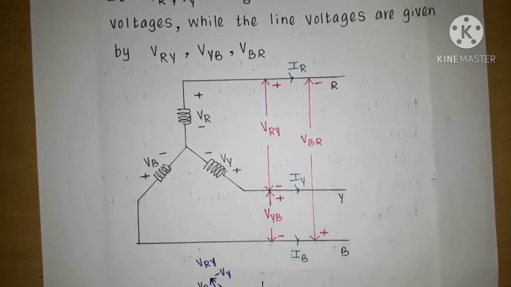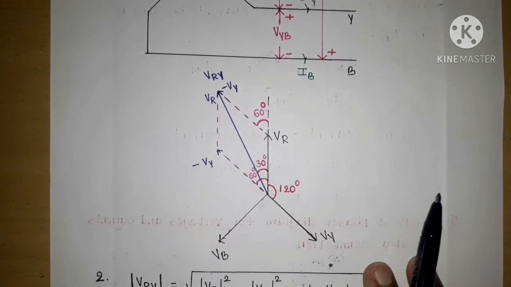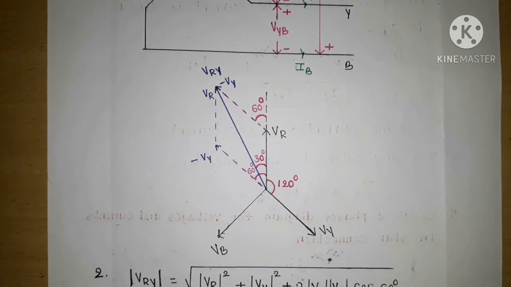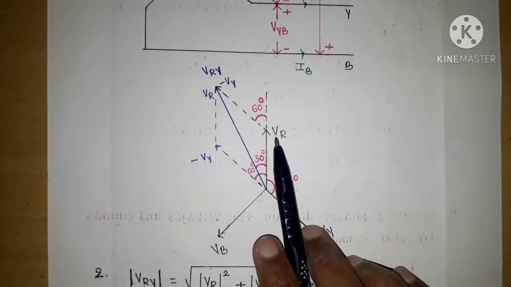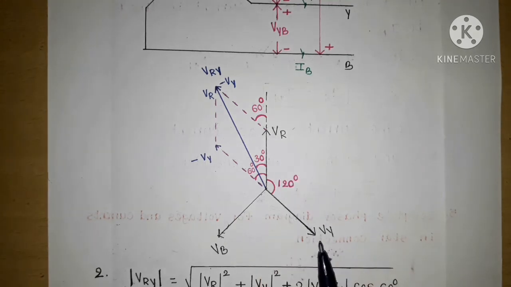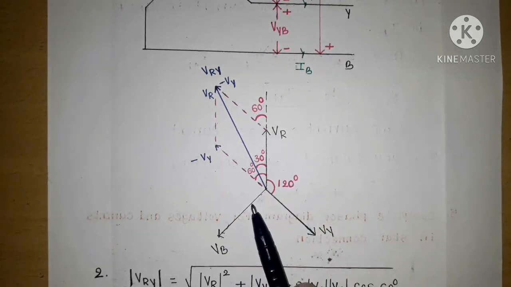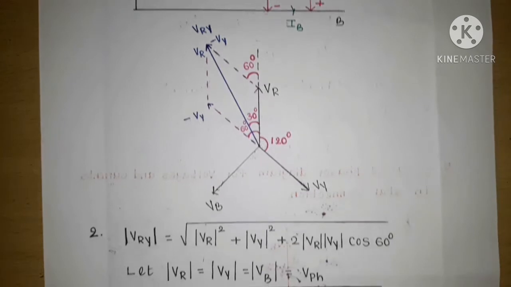Now let us draw the phasor diagram for the phase voltages and line voltages. Take VR as the reference. VR is the phase voltage, VY comes behind VR by 120 degrees and VB comes ahead of VR by 120 degrees. Now let us resolve for the line voltage.